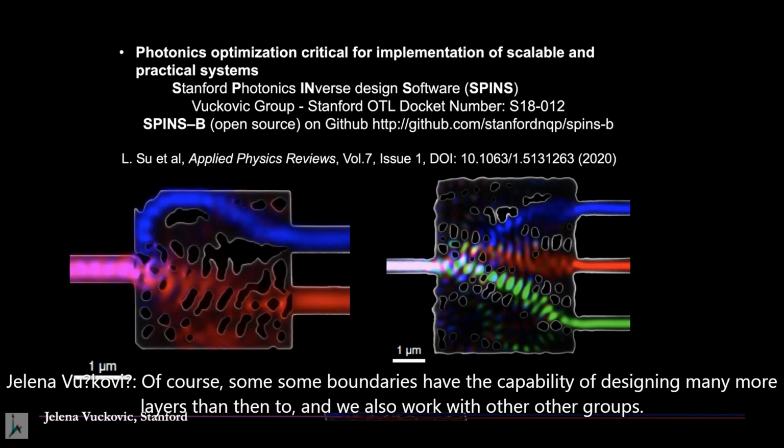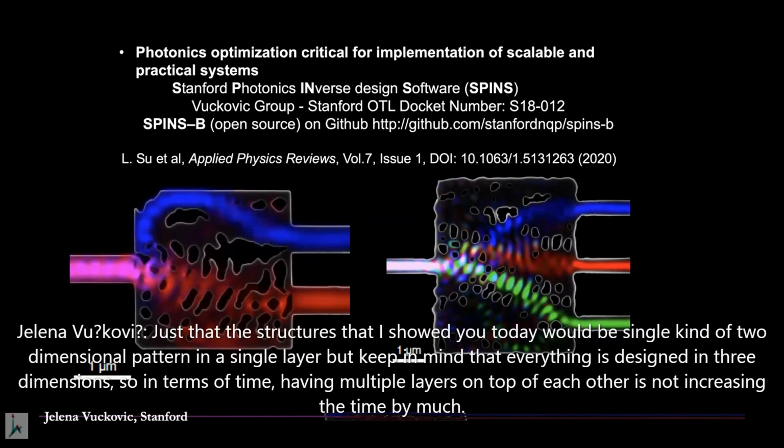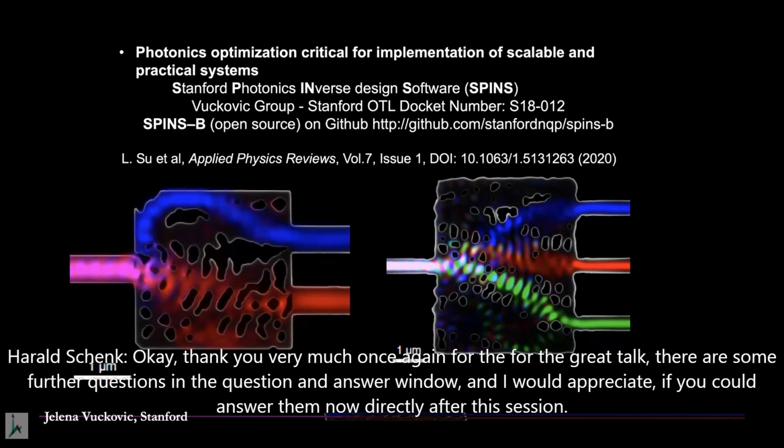Of course, some foundries have the capability of designing many more layers than 2. We also work with other groups, other foundries on that, and that's fully possible with the current system and the current software tool that we have. The structures that I showed you today would be a single two-dimensional pattern in a single layer, but keep in mind that everything is designed in 3 dimensions. So in terms of time, having multiple layers stacked on top of each other is not increasing the time by much.